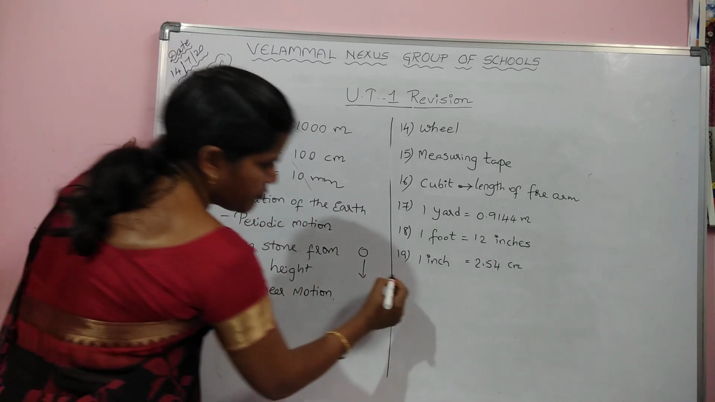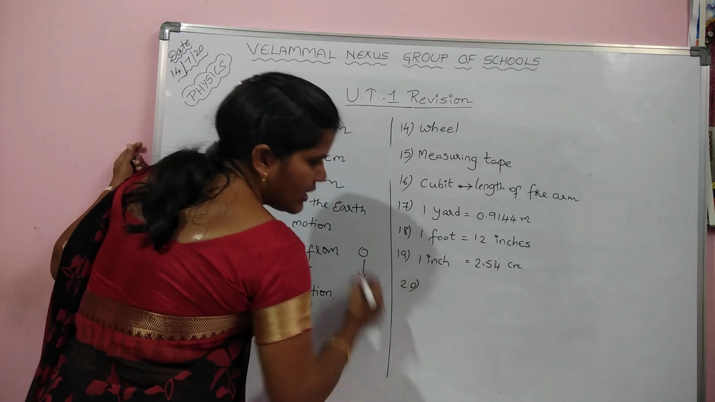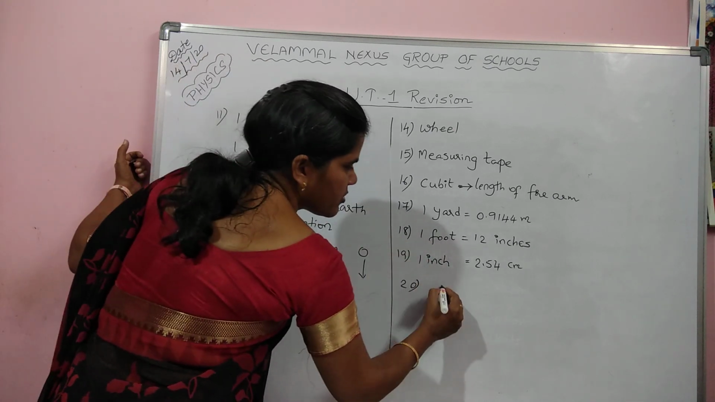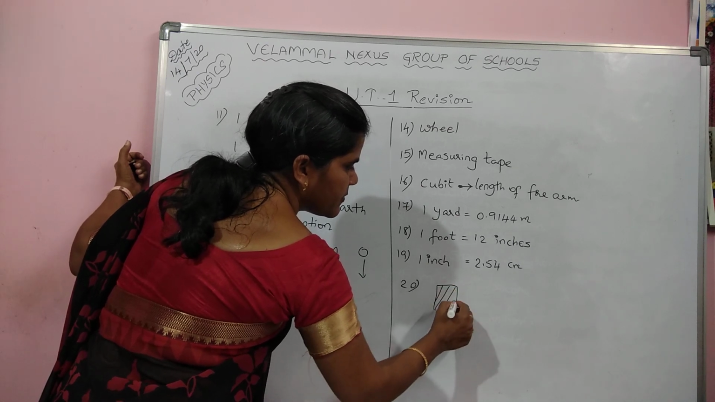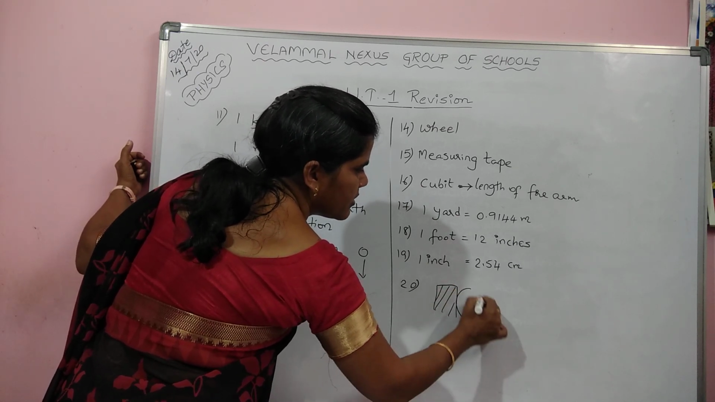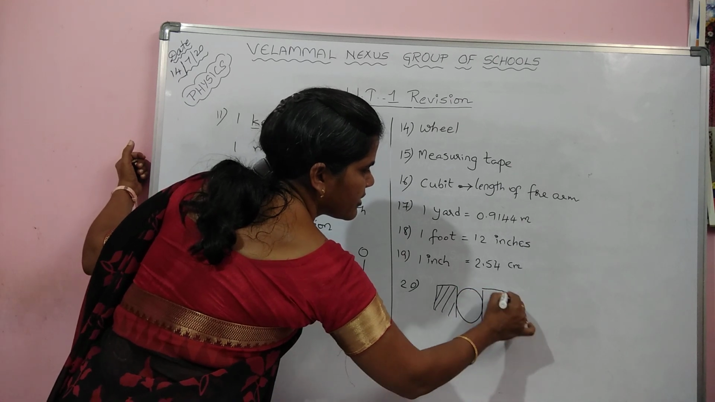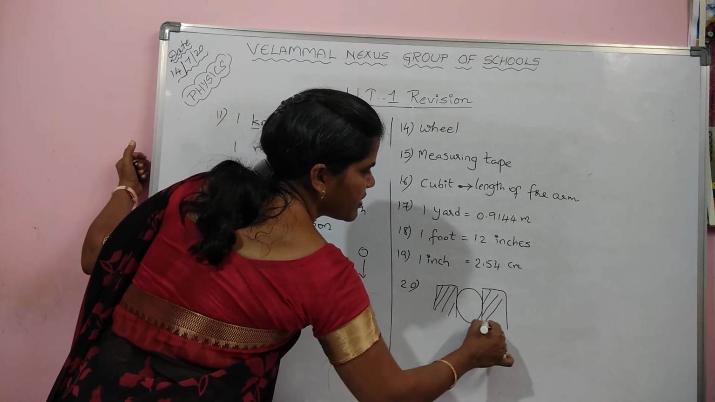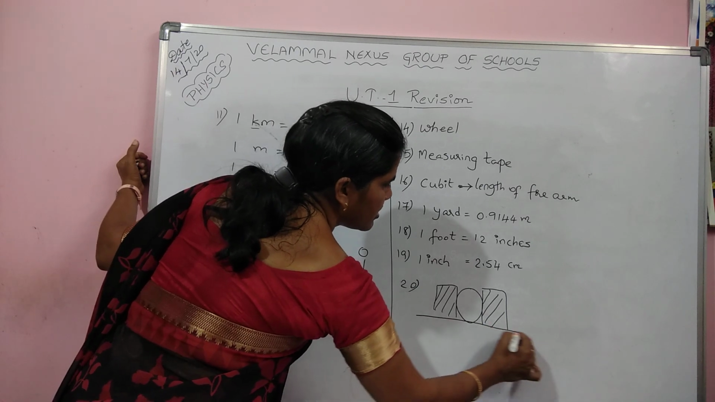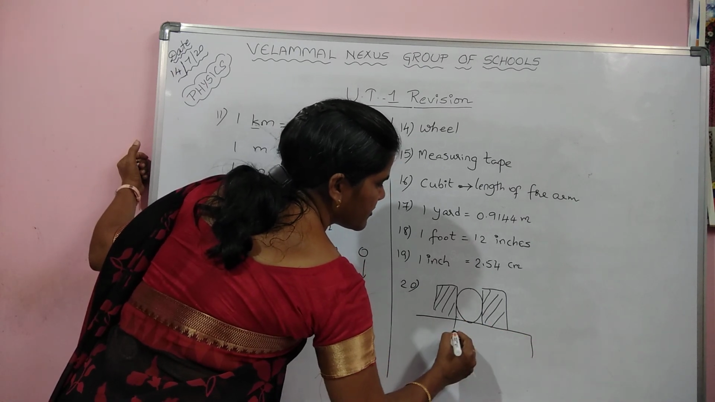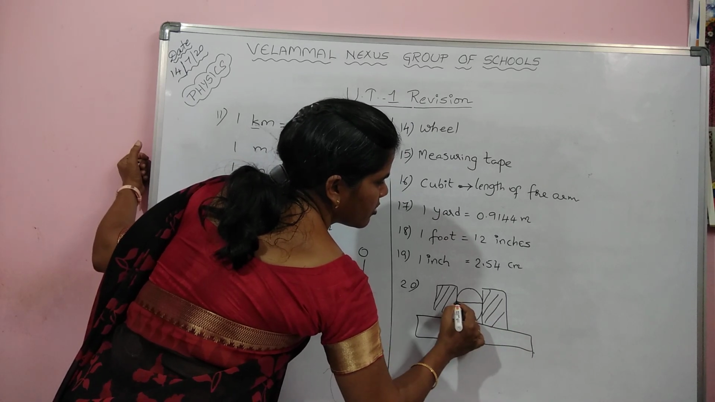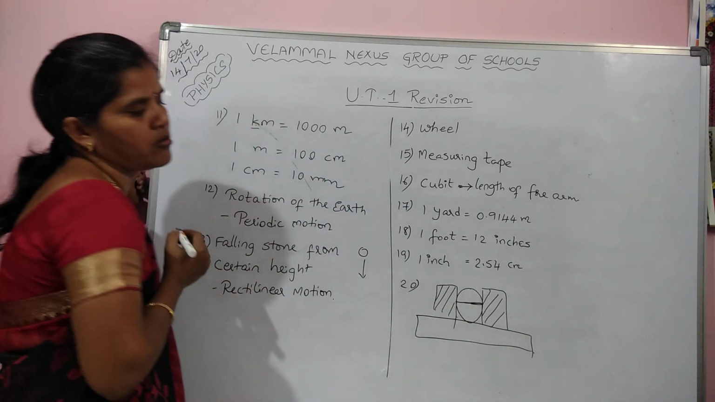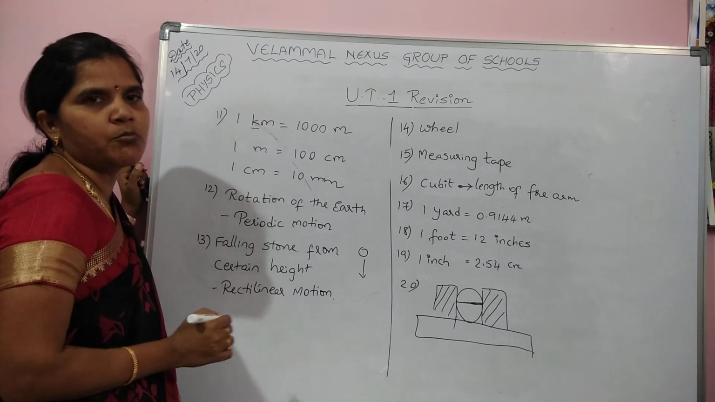Next, suppose here I have taken a wooden block. Here I kept a ball. Here is also another wooden block. That means the ball is being fixed between two wooden blocks. Now I have taken a scale for measurement. I want to measure the diameter of the ball. How can I measure the diameter of the ball?